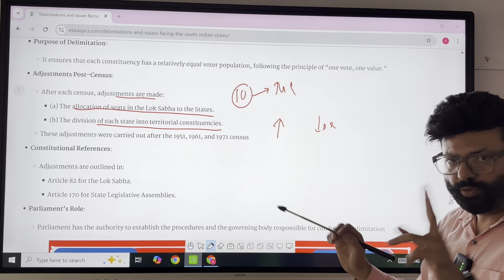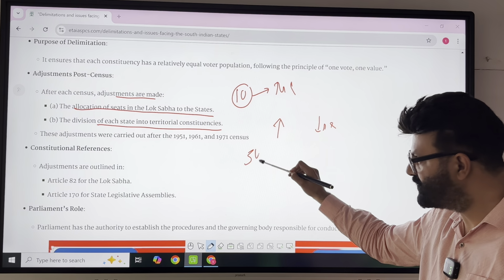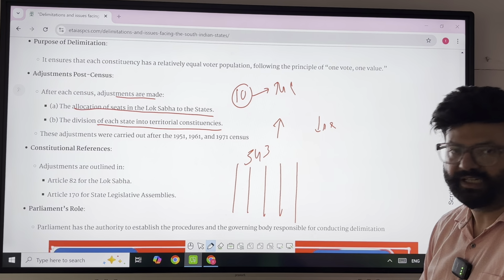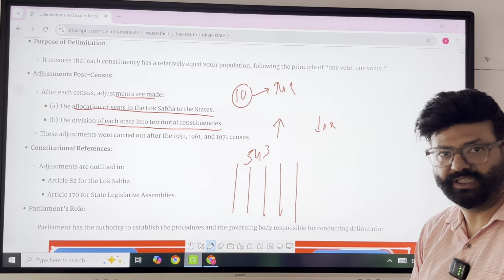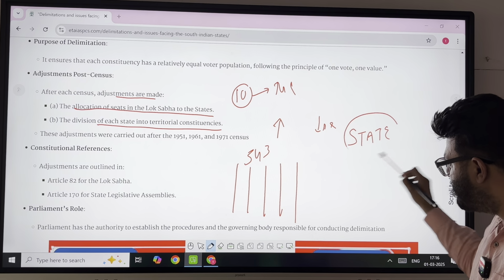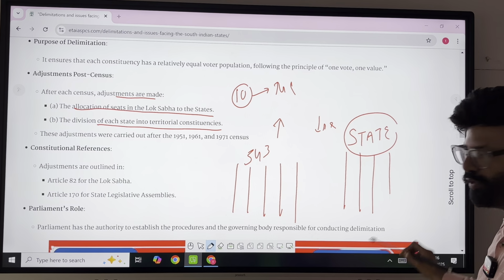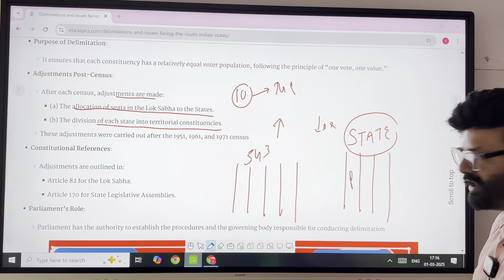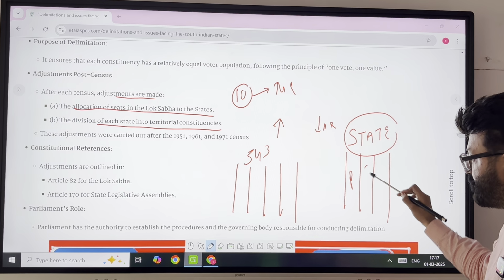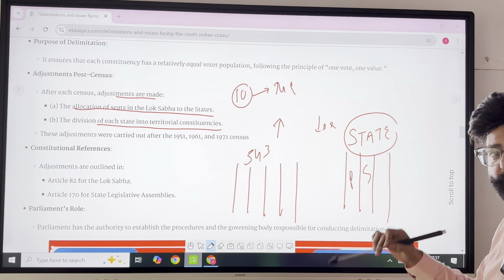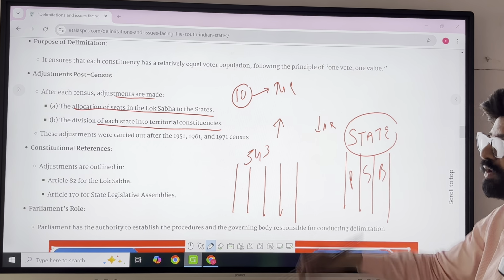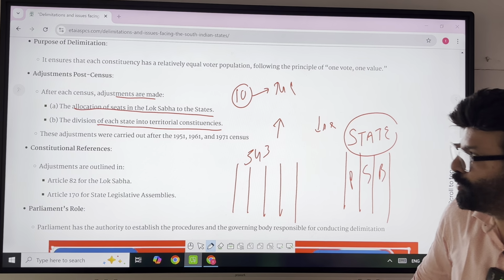Okay, two things are important here. There are 543 constituencies in the Lok Sabha. Every constituency in India should have what? An equal number of votes based on the population figure. The second perspective is with regard to the state. Every state in India must have equal weightage of votes. For example, Patiala Lok Sabha constituency should have the same number of votes as Sangrur. Sangrur must have the same number of votes as Bathinda. So, this is how the adjustment related to the post census has been done.